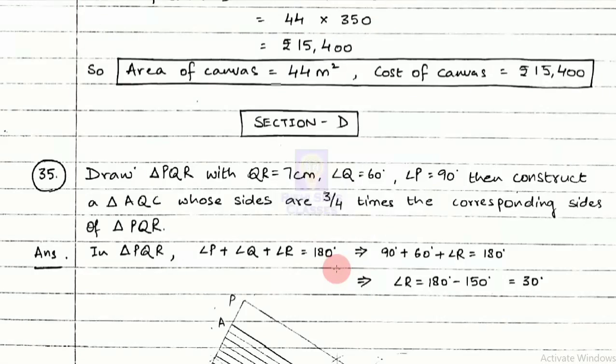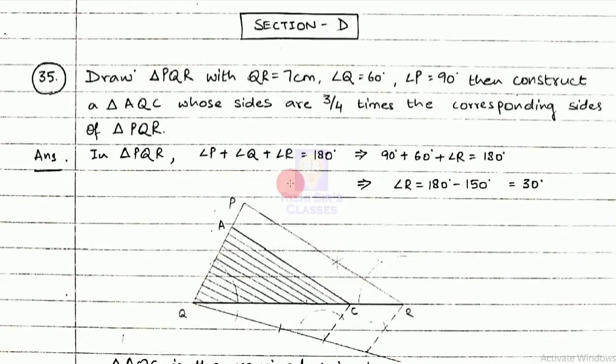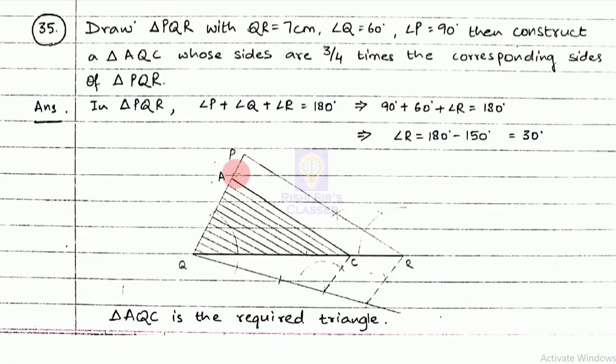Moving on to section number D. Question number 35. Draw triangle PQR with QR as 7 cm, angle Q as 60 degree, angle P as 90 degree. After that, we need to draw one more similar triangle whose sides are 3/4 times the corresponding sides of triangle PQR. Means the new triangle will be a smaller one. So here triangle PQR is the original triangle, and from this we can draw one more triangle as AQC.